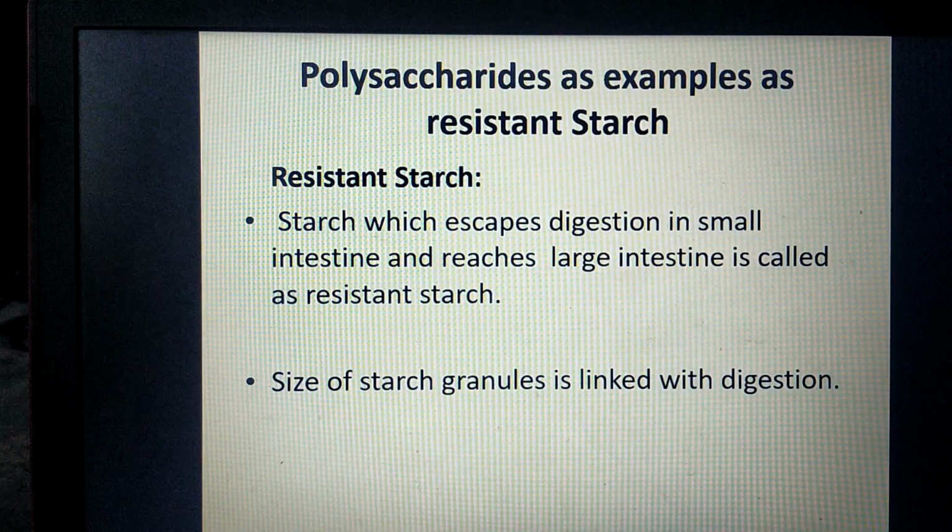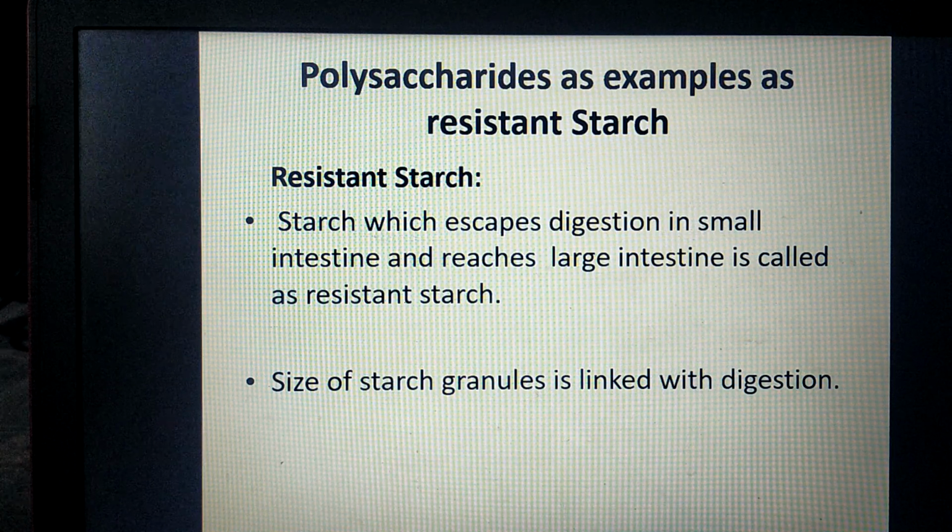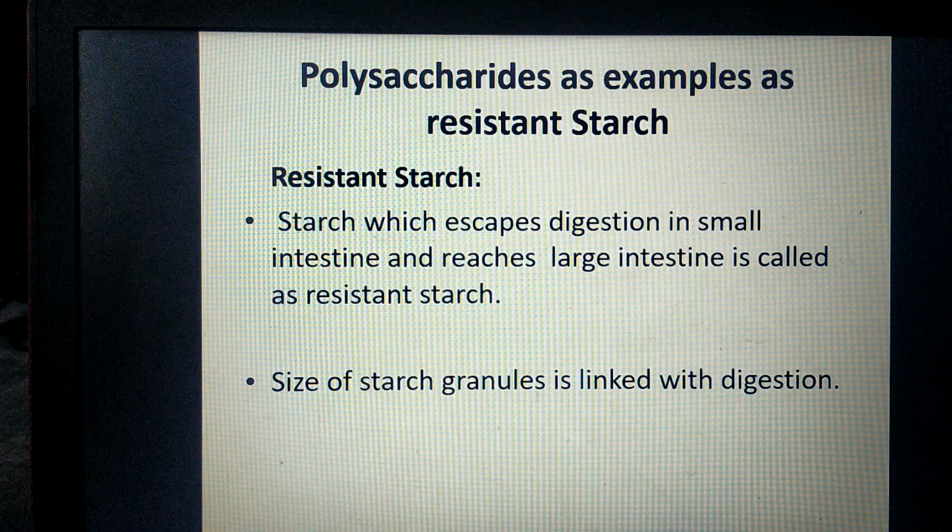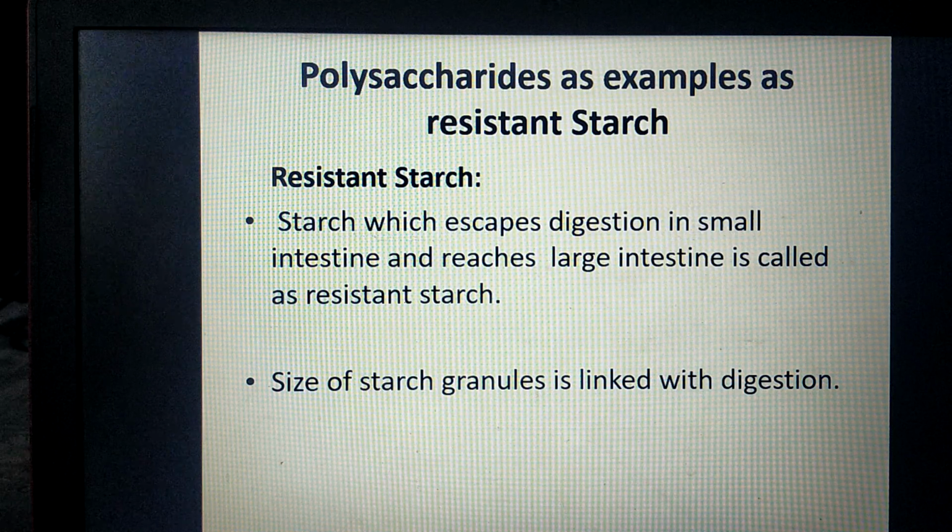Now coming to our today's topic, resistant starch. Resistant starch means the starch which escapes digestion in the small intestine by the enzyme alpha amylase and reaches the large intestine.